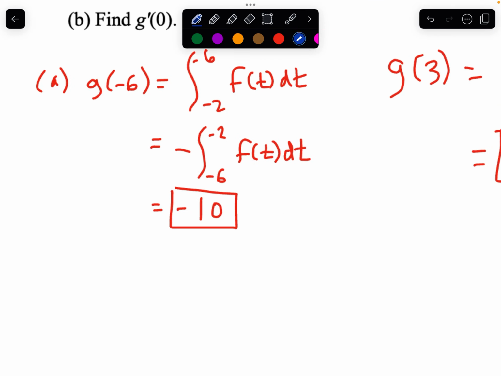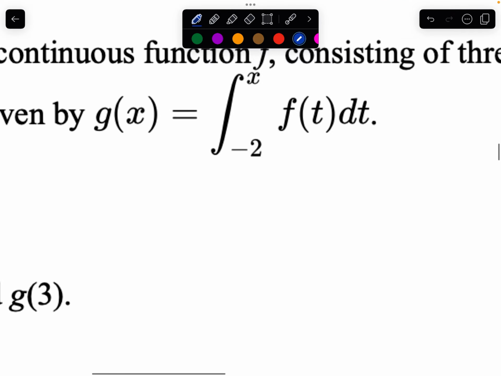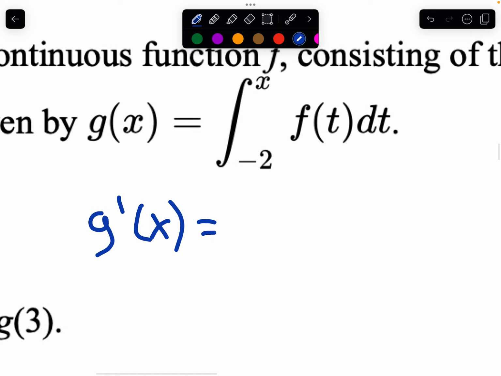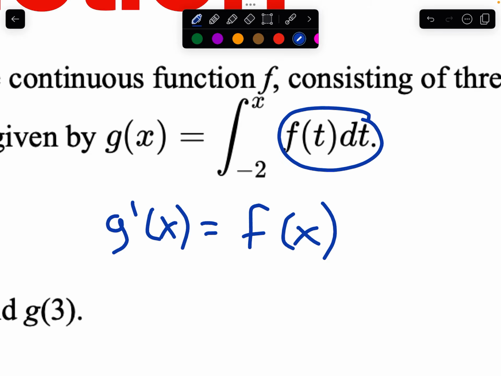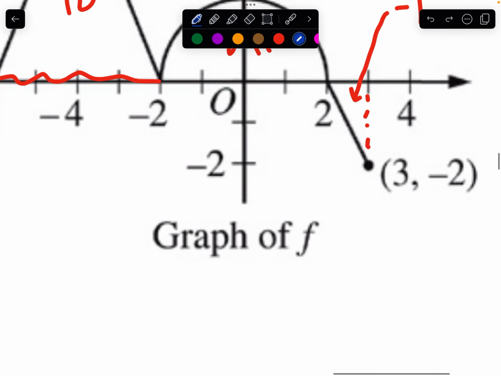Moving on to part B, we are asked for g prime of 0. Well, this is where the fundamental theorem of calculus comes into play. If g is this accumulation function of the area under f, I'm not going to go into the specific details here because this video is already going to be probably too long. The idea here is that g prime is this function f. F is the derivative of g. So really, we have a situation where we're looking at the derivative graph in front of us. This is the graph of f, which is the derivative of g.